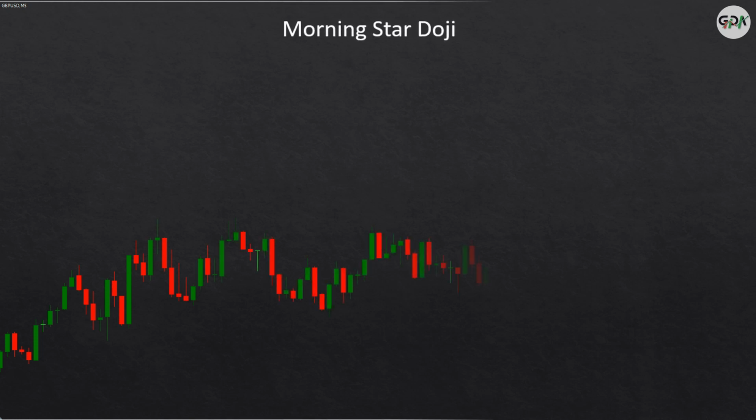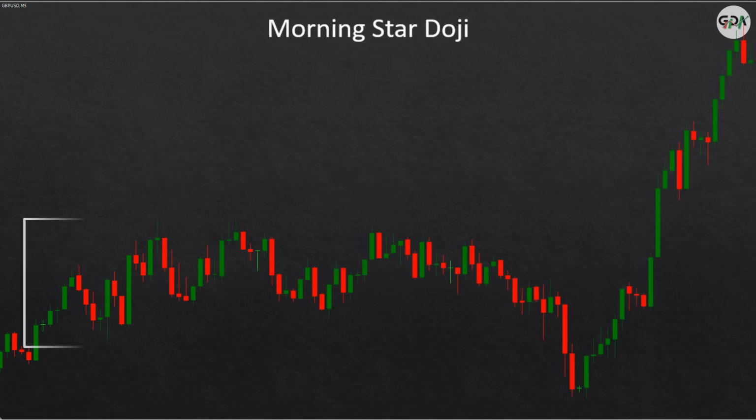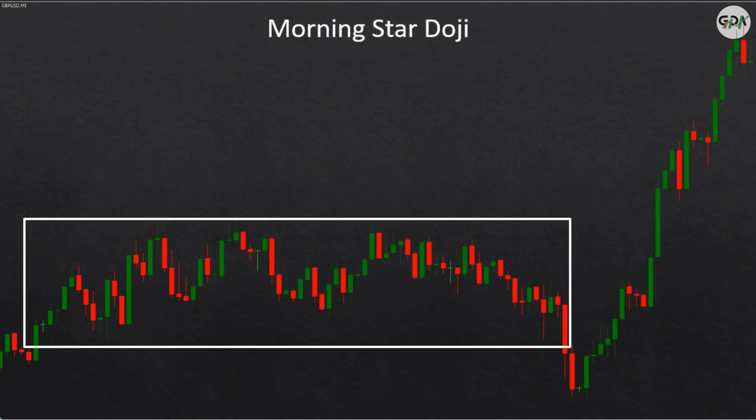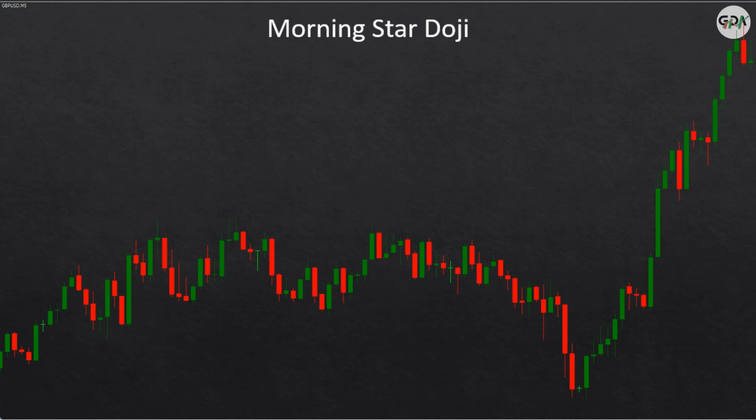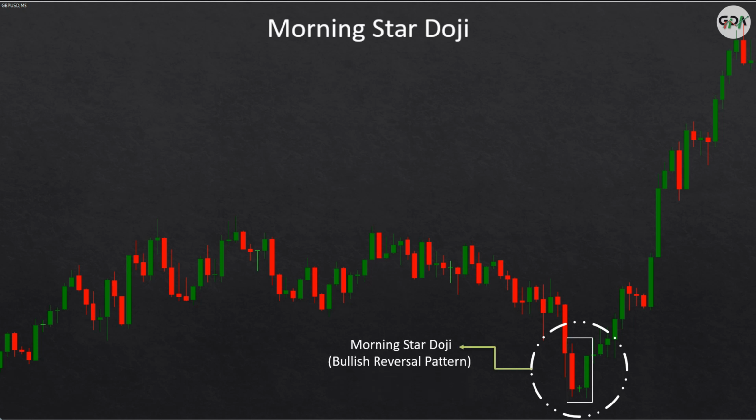This is another example of Morningstar doji. After tight consolidation, price action dipped the market with a red candle, followed by an indecision doji. Subsequent green candle with full body confirms the bullish reversal pattern and the price turns to upside direction.